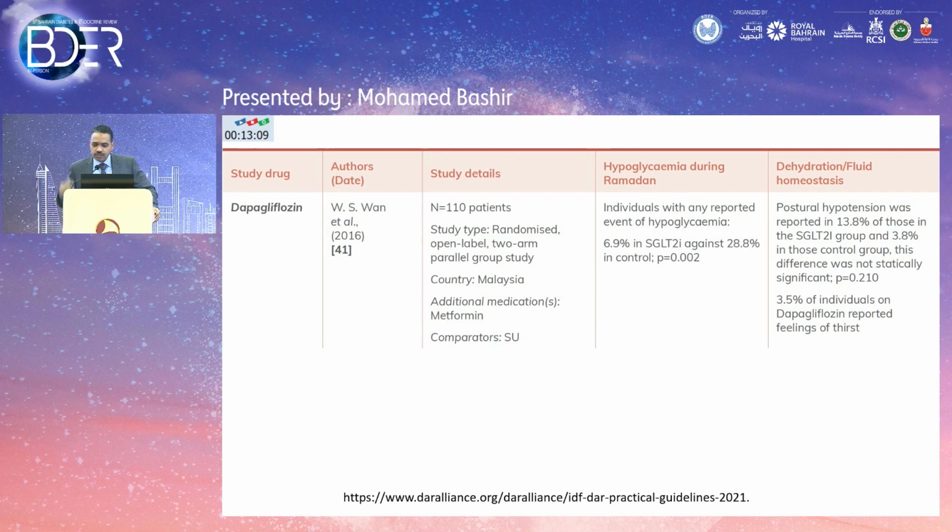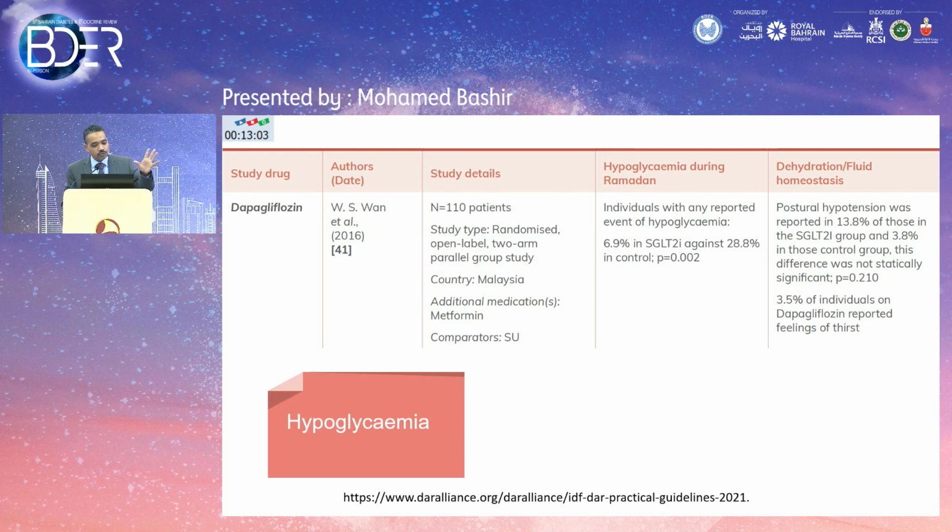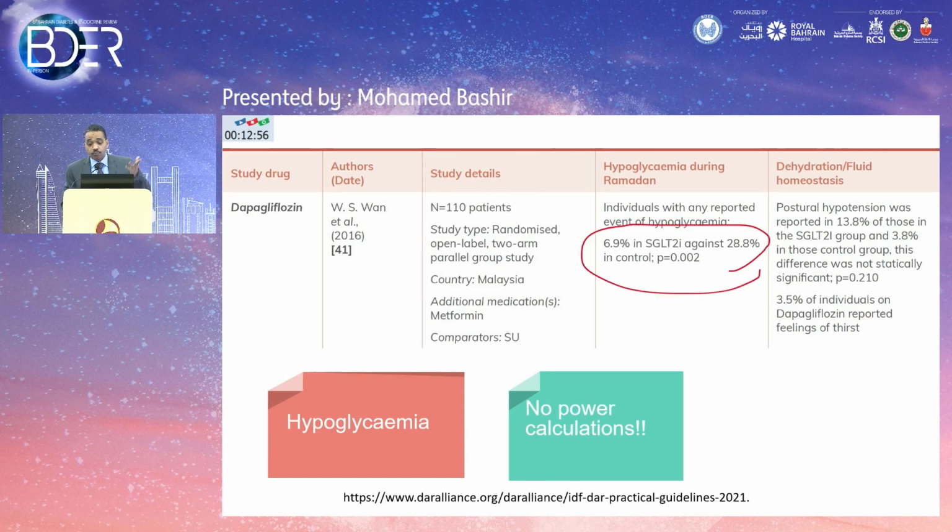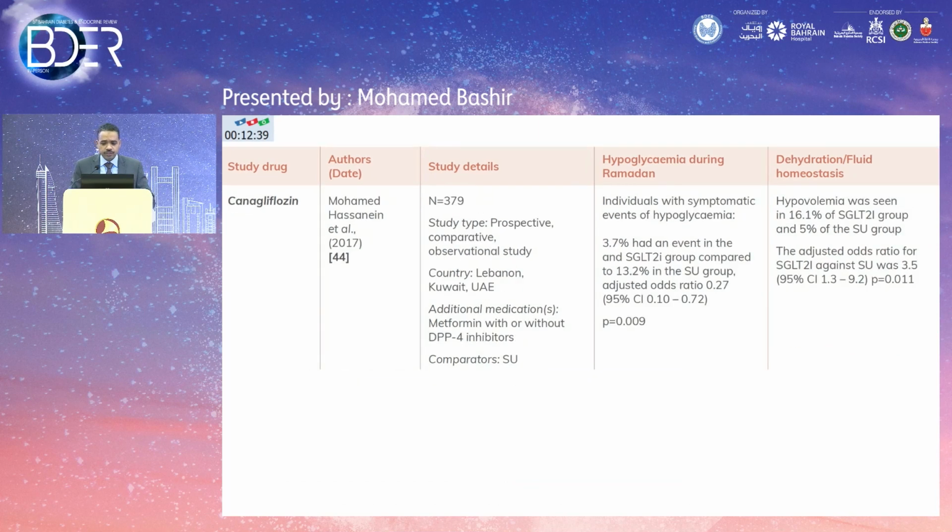And do we have studies? There is a randomized control trial that has been done, comparing it to sulfonylurea. And they were looking at hypoglycemia, which I'm not sure we're particularly worried about here with SGLT2 inhibitors. No power calculation was done in this study. They reported a 6.9% low hypoglycemia with SGLT2 inhibitors. But more interested here in the postural hypotension, reported by about 14% of those patients. And about 3.5% of them were feeling recurrent thirst.